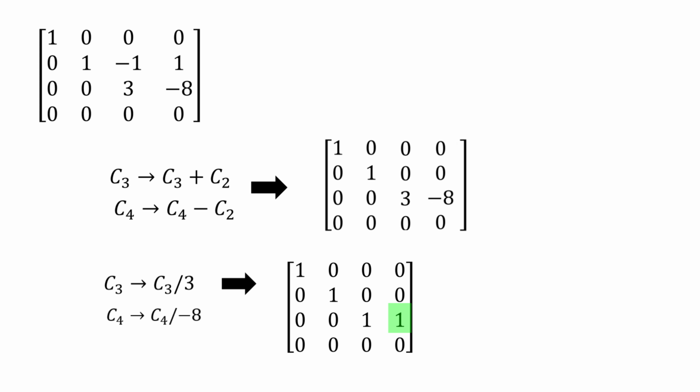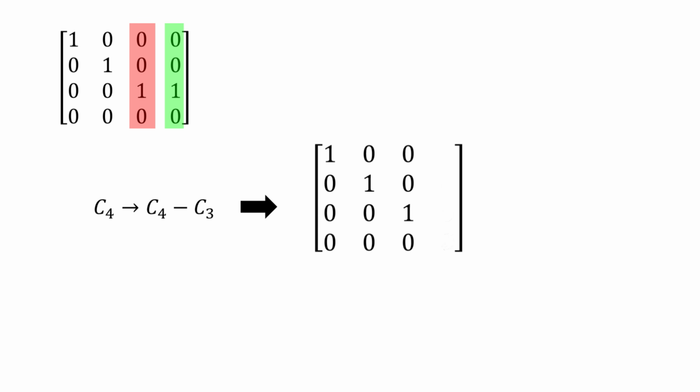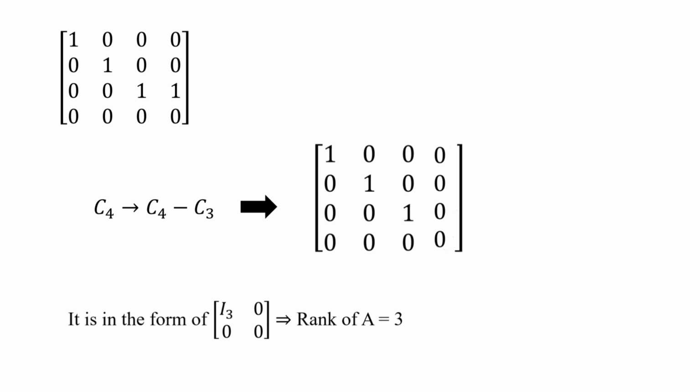For the last step, this element is to be made as 1 using C3. So the operation will be changing C4 as C4 minus C3. Again, the first three columns will be written as it is. For the fourth column, we get 0 minus 0, 0 minus 0, 1 minus 1, 0 minus 0. Here, the matrix is reduced in normal form and the rank of this matrix is 3.